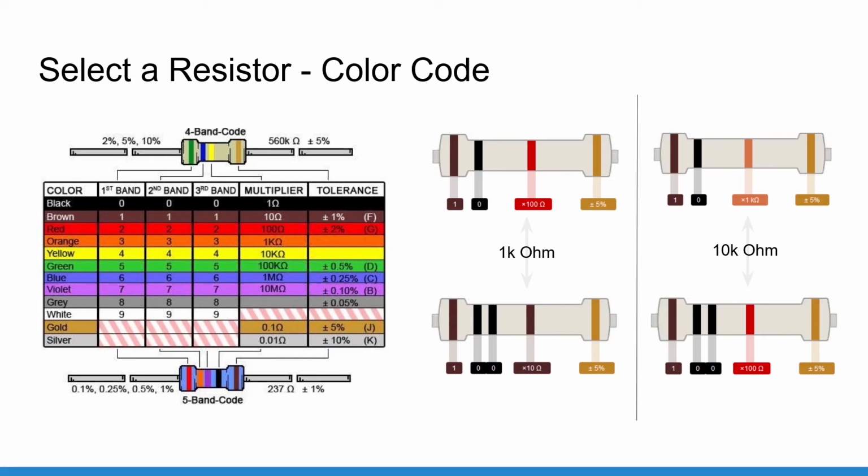And if you have a 5-band resistor, then instead of a multiplier which is brown here with 10 ohm, the multiplier will be red with 100 ohm. So you still have brown, black, and black for 100, and then you multiply 100 by 100, which makes 10,000. So those are the 2 resistors you have to find in your kit.